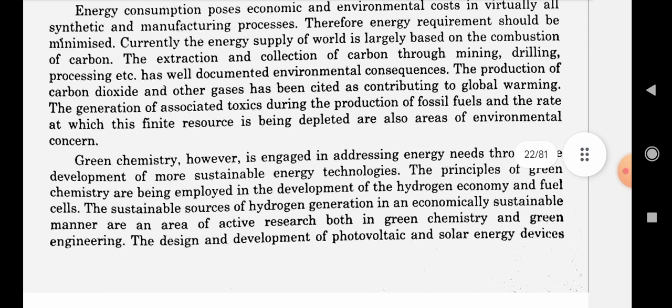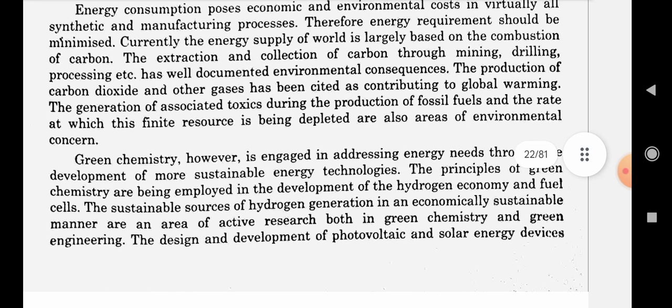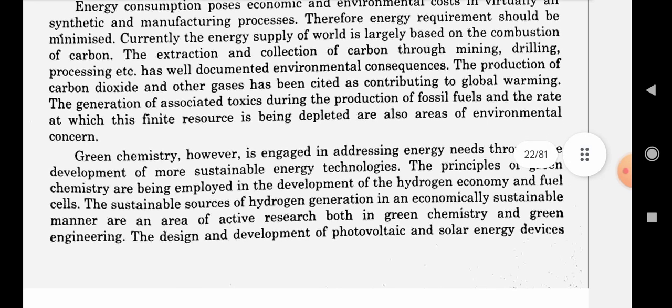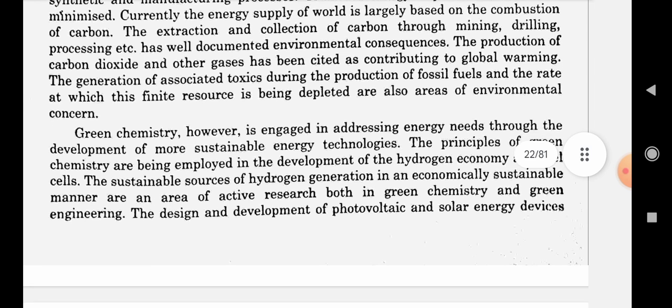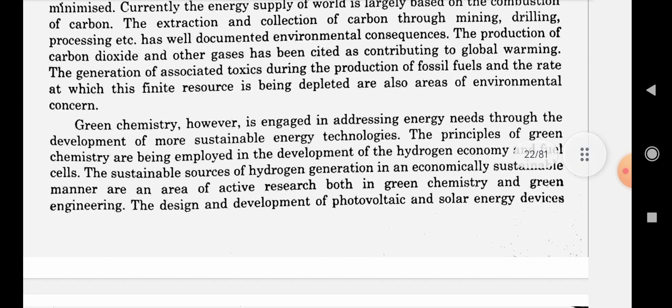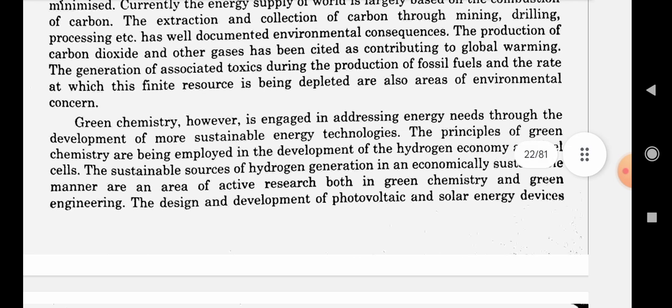Therefore, energy requirements should be minimized. Currently the energy supply of the world is largely based on the combustion of carbon, and the extraction or collection of carbon through mining, drilling, processing, etc. has well documented environmental consequences.